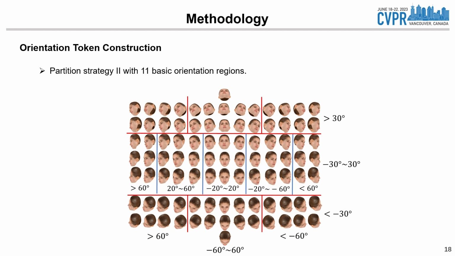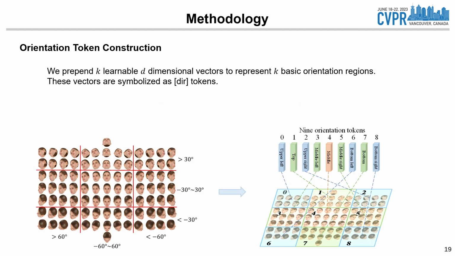In Strategy 2, we divide the yaw direction in a finer granularity because the significant facial part changes are complex when the pitch angle is little. Given a set of basic orientation regions, we prepend the same number of learnable vectors, symbolized as DIR tokens, to represent these regions.